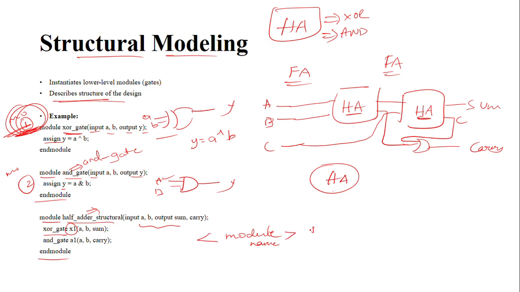So instance name means we have to represent it by user. You can use any name. Instance name we have right here. So you can use any name, no problem, whatever you can use. So next we have to connect properly by using ports.